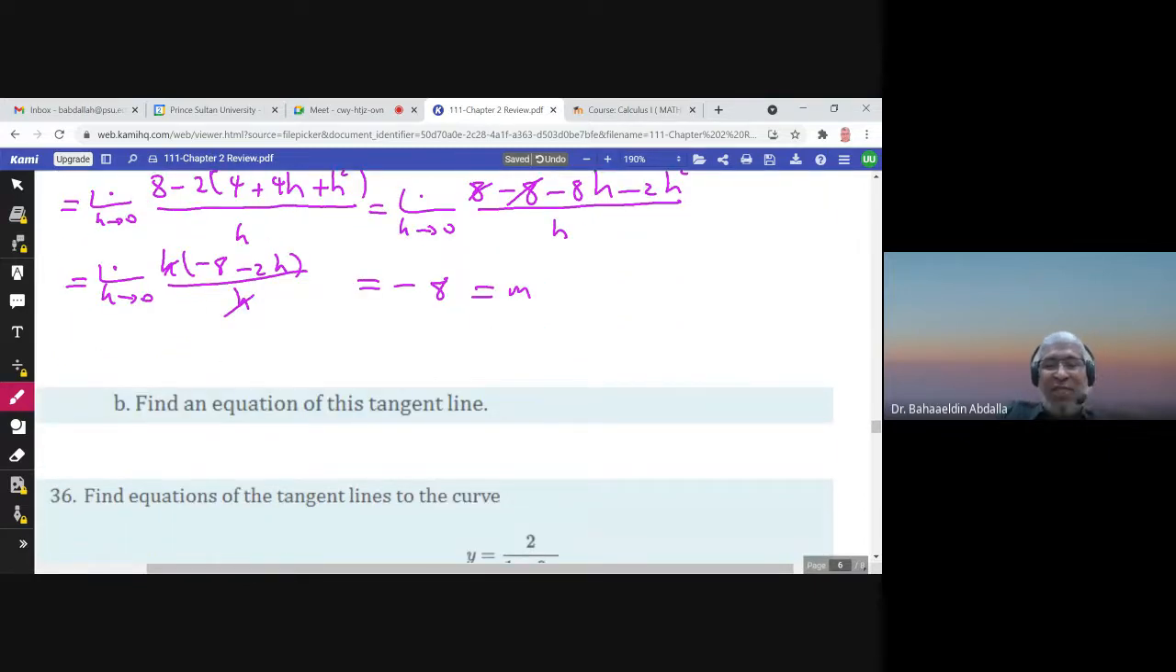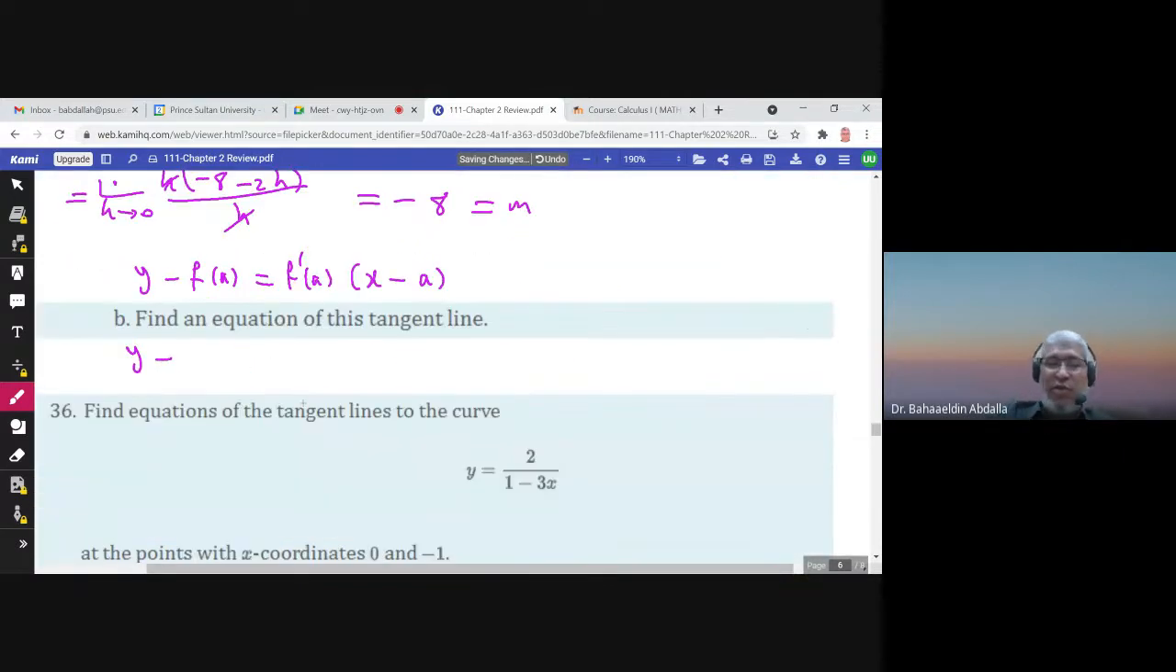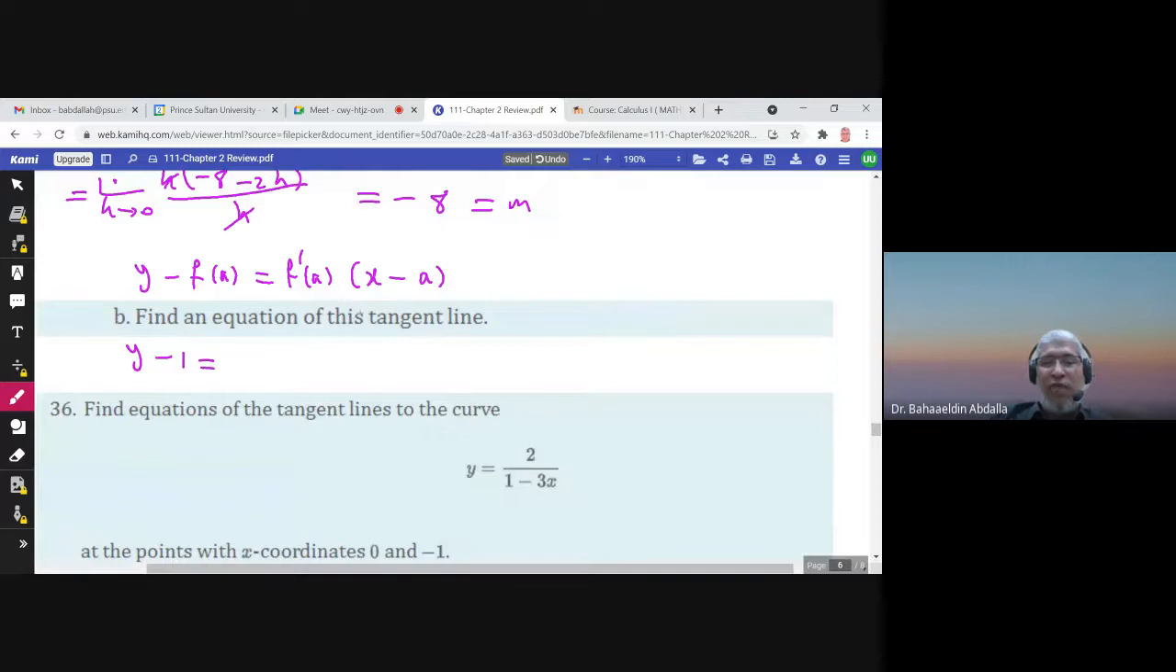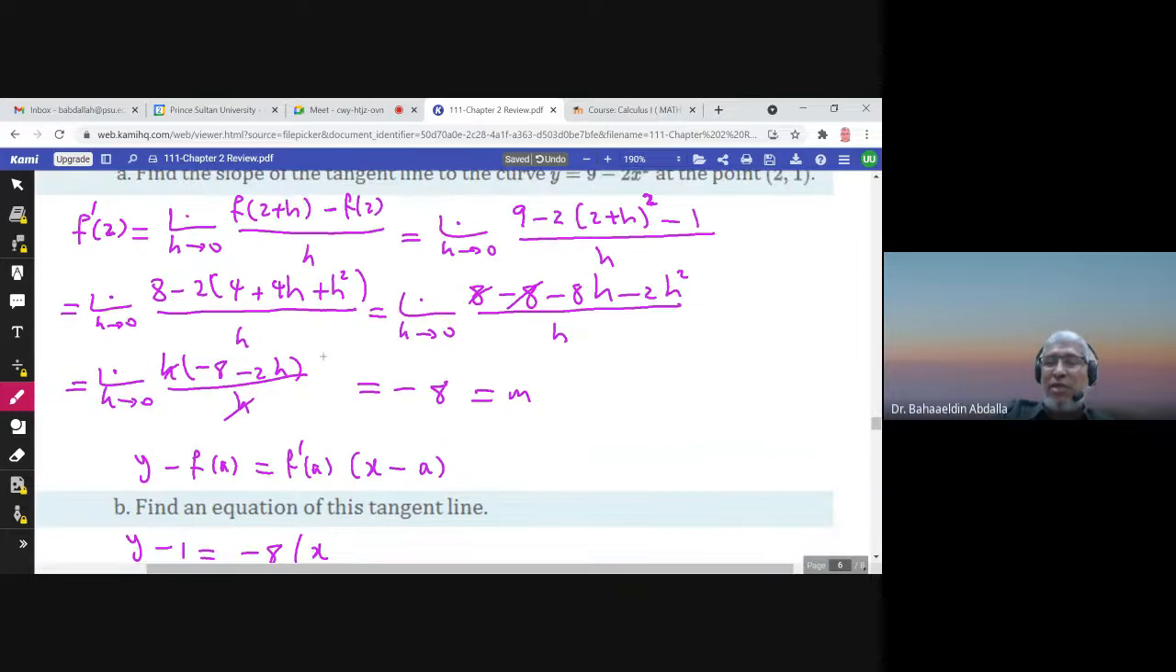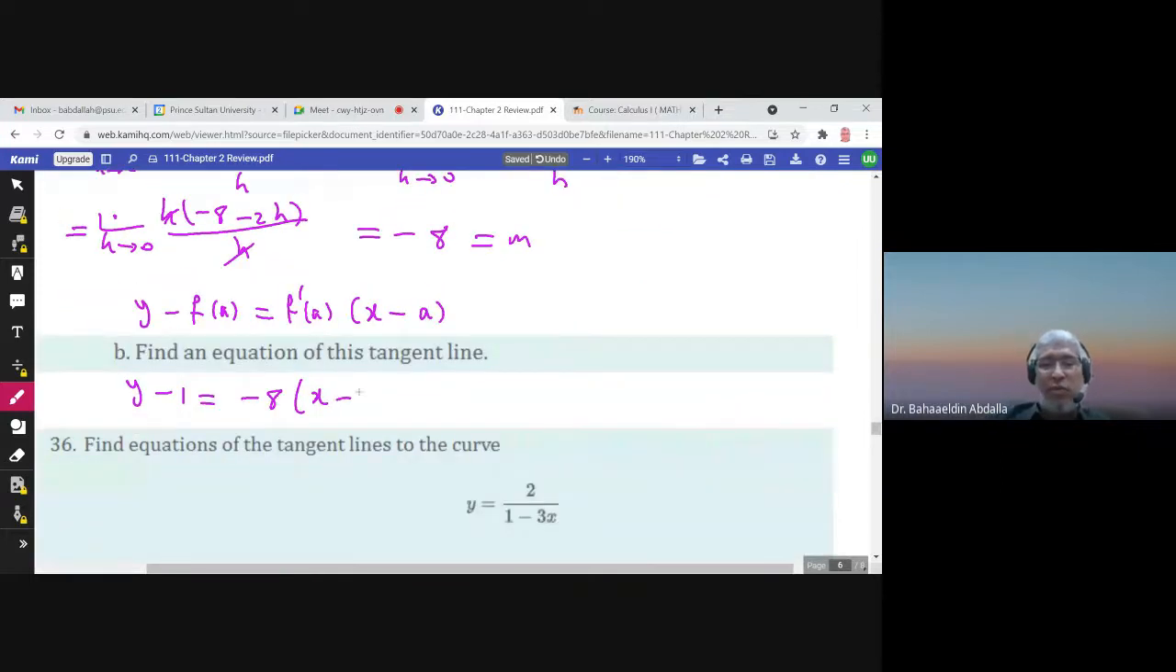Find an equation of this tangent line. Well, for the equation of this tangent line, we use y minus f of a equals f prime of a, which is the slope, times x minus a. So f of a is 1 because the point is 2, 1. F prime of a, we found it's negative 8. x minus 2, a is 2. So that's the equation of the tangent line. If you want, you can write it as negative 8x minus 8 times minus 2, positive 16, plus 1, positive 17.